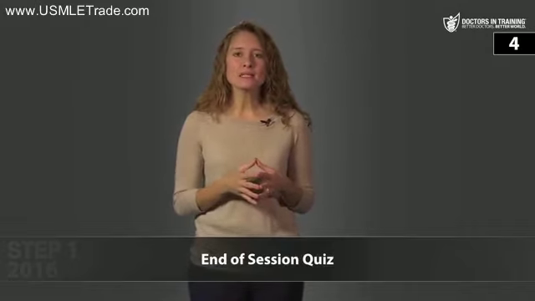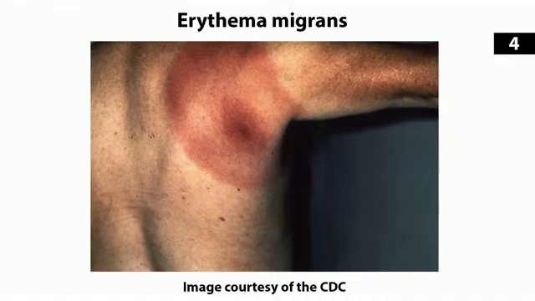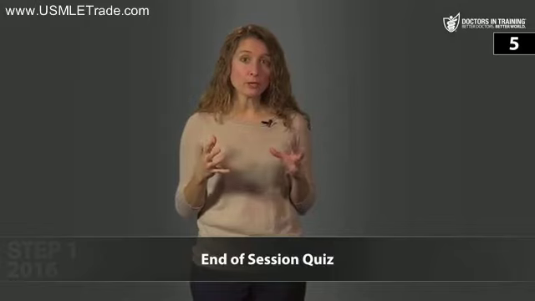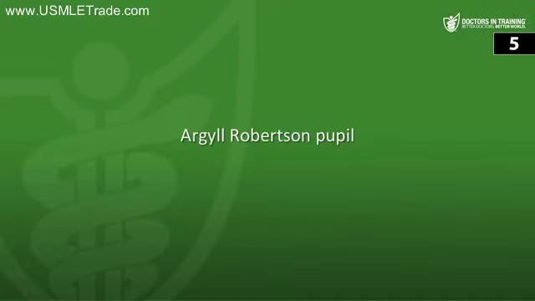What is the classic presenting symptom in a patient with Lyme disease? Remember, the presenting symptom for the first phase would be erythema migrans, which is the expanding bullseye rash with a central clearing. What pupillary sign might point you to a diagnosis of syphilis? That's the Argyll Robertson pupil, and this describes a pupil that is not reactive to direct light but constricts with accommodation.